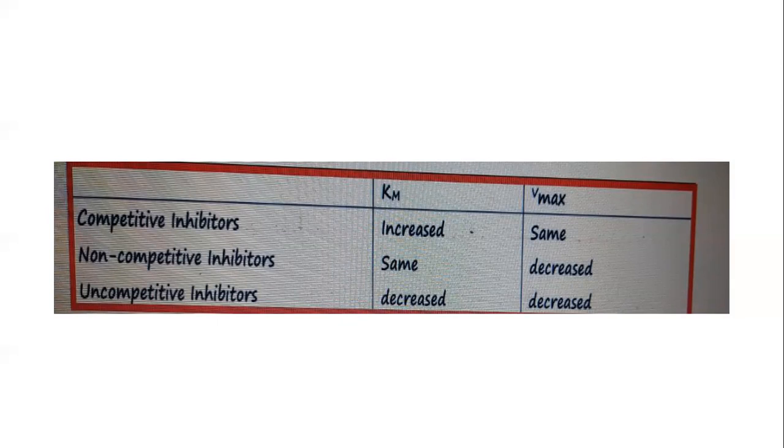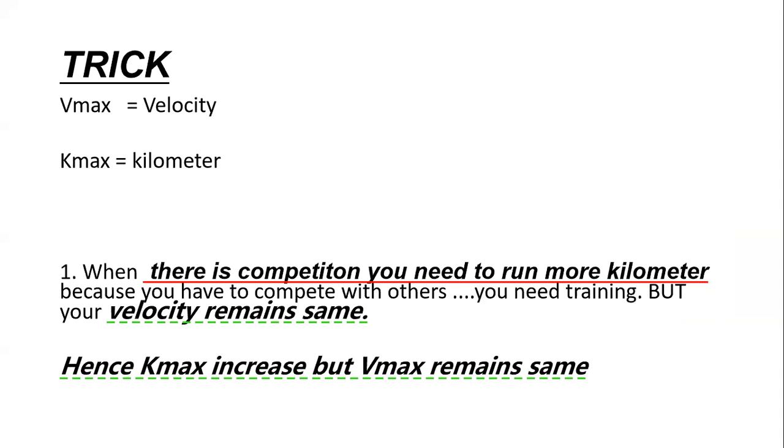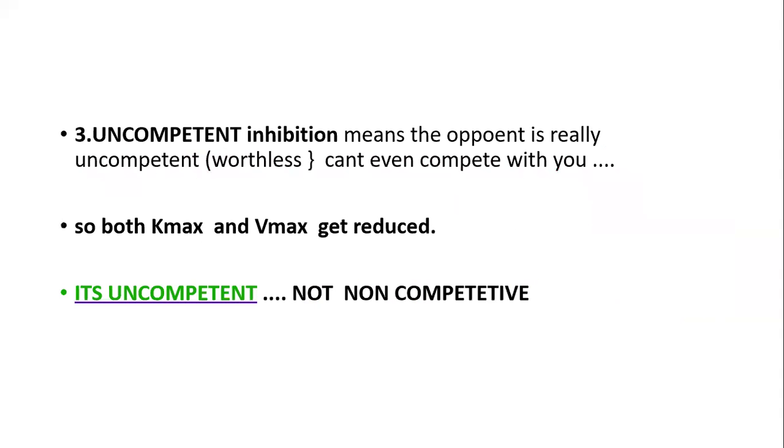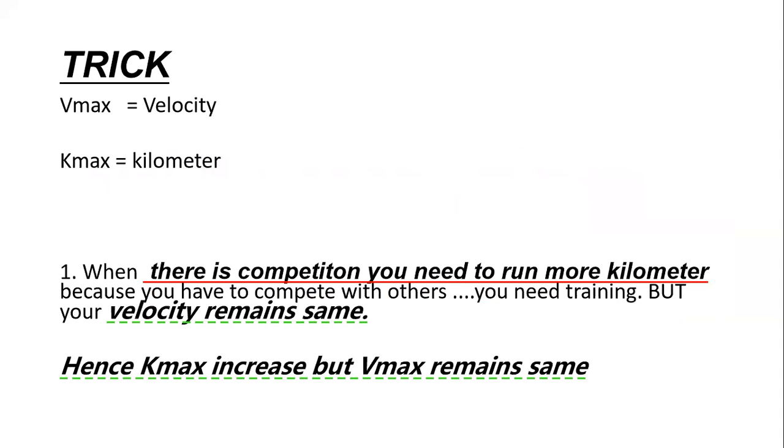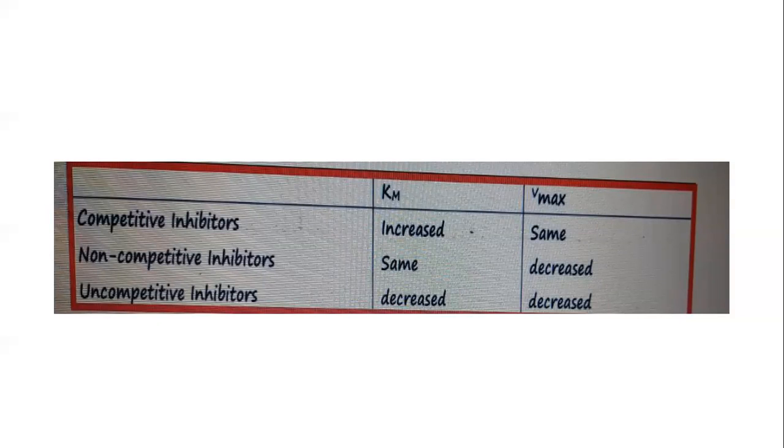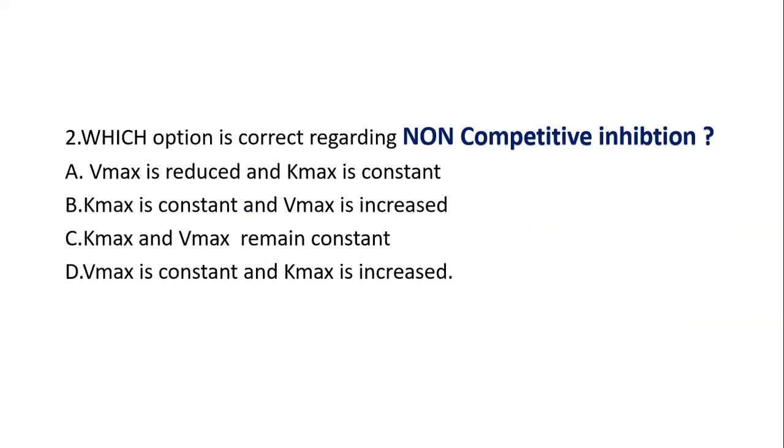See the third one. Uncompetitive inhibitors. The opponent is worthless, incompetent. So both Km and Vmax are reduced. Now just see how easy it has become for us to remember this table just because of these three lines, right? First is the competition, second one is the weaker opponent, third one is the worthless opponent. One, two, three. This is how we're going to use it. Now see the questions, how quickly we can find out the answer.